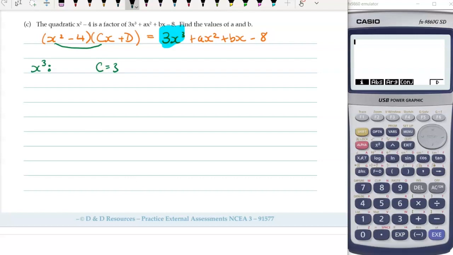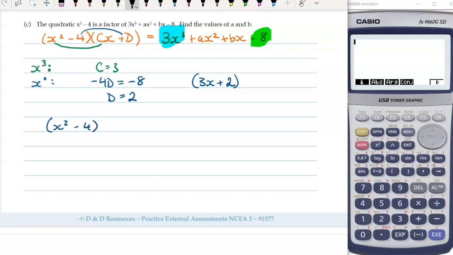Now looking at the constants, so I'm going to put that x to the 0, the constant terms, well, we need to make minus 8, and that has to happen by doing the constants multiplied together here. So minus 4d equals minus 8, so d must be 2. So we have the other factor is 3x plus 2. Now we can expand out. We'll have x squared minus 4 times 3x plus 2.